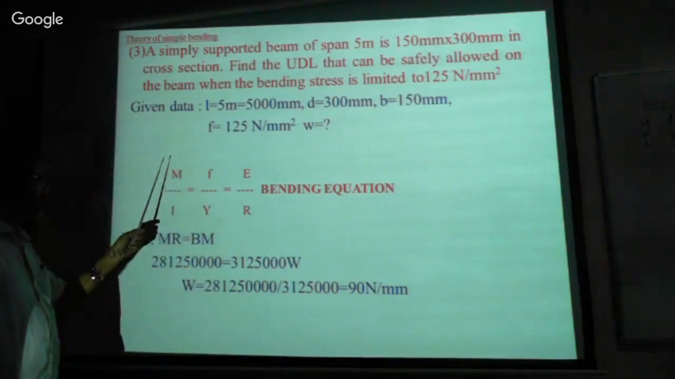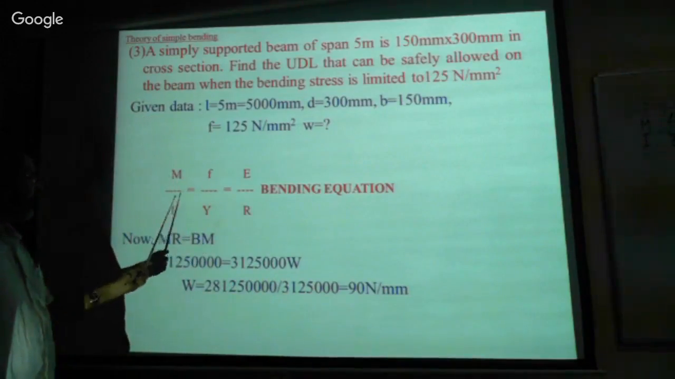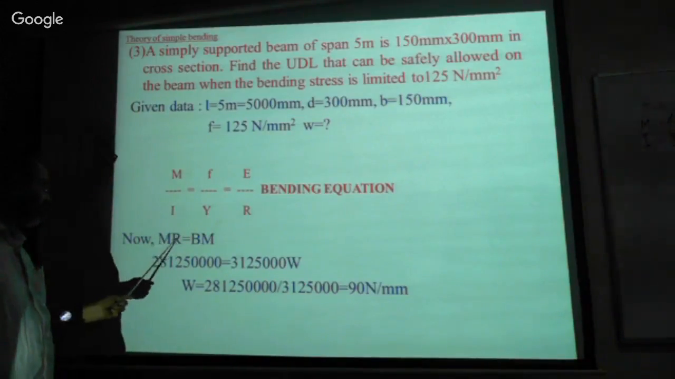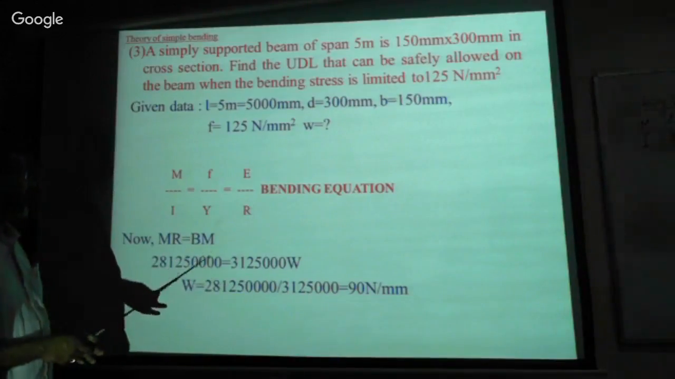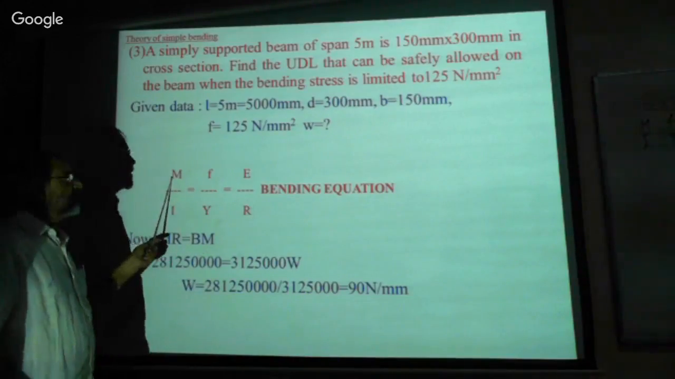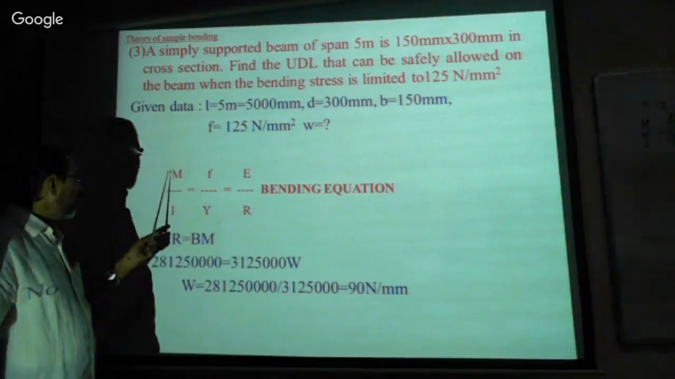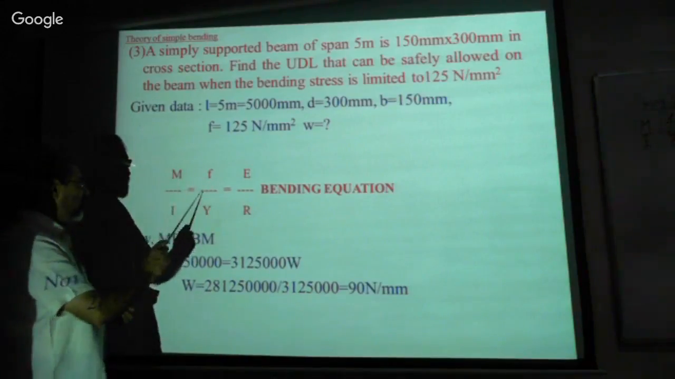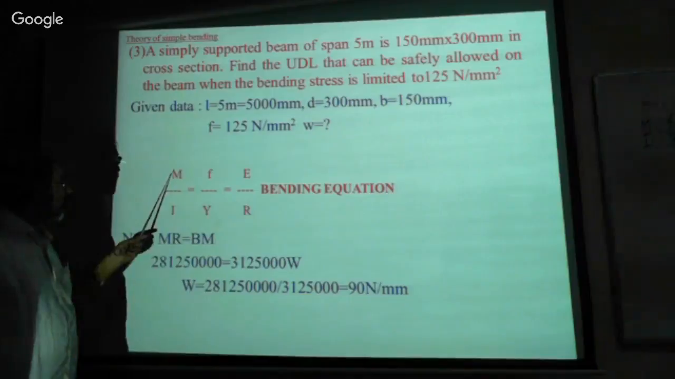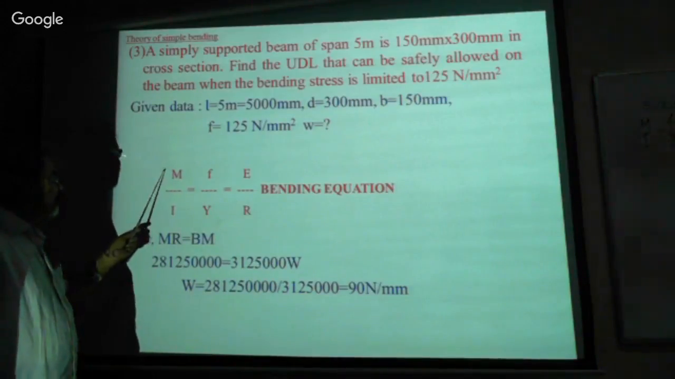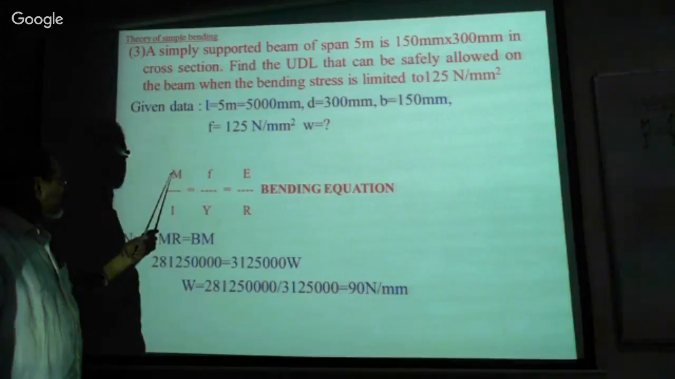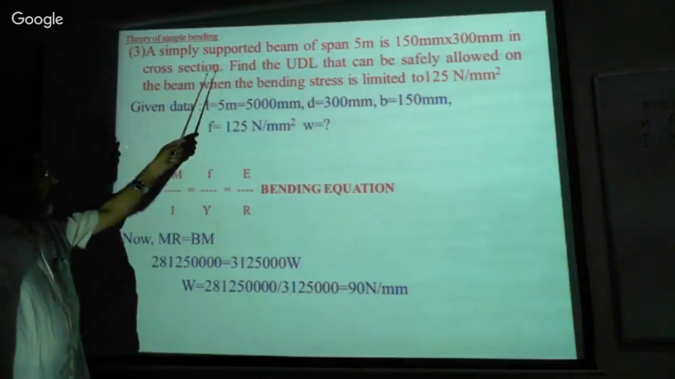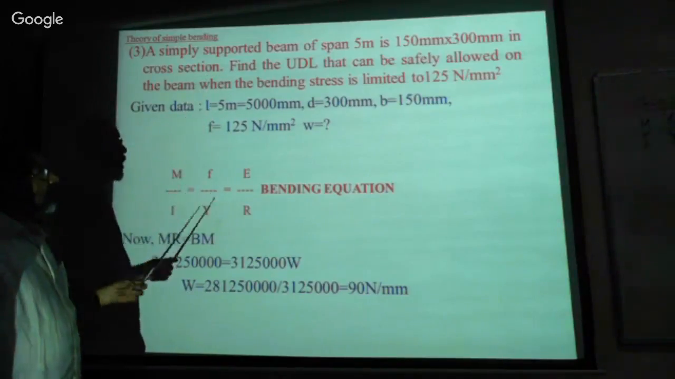Now first write down the bending equation, that is M by I is equal to F by Y is equal to E by R. And we know that moment of resistance is equal to bending moment. So first calculate, as we have calculated in the previous problem, the bending moment. Now take these two terms, M by I is equal to F by Y. Now M, sorry, bending moment is equal to WL square by 8, which is the bending moment for the given beam and for the given loading.